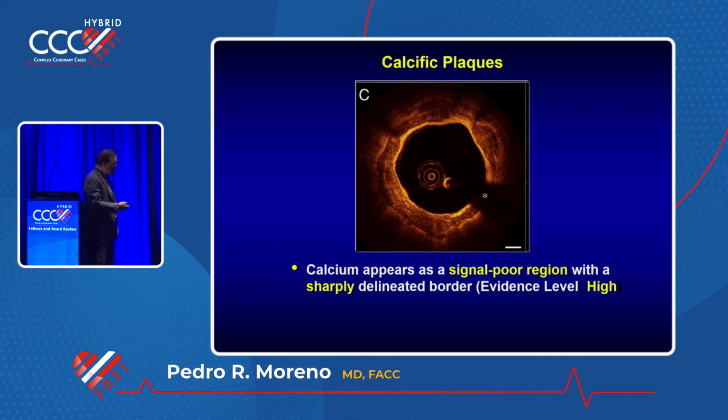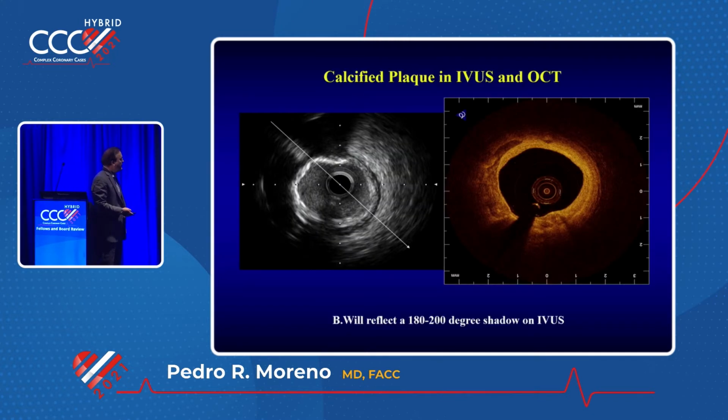All right, so calcium appears as a signal poor region. Signal poor, you see, is almost black. We could say radiolucent or echolucent, but signal poor with a sharply delineated border. Okay? And it will reflect, we start here, and this will be 180, almost 200 degrees shadow, because ultrasound doesn't penetrate calcium.